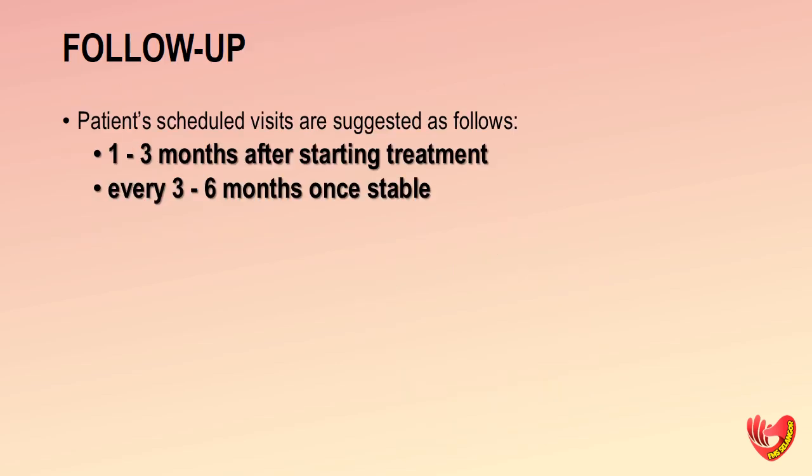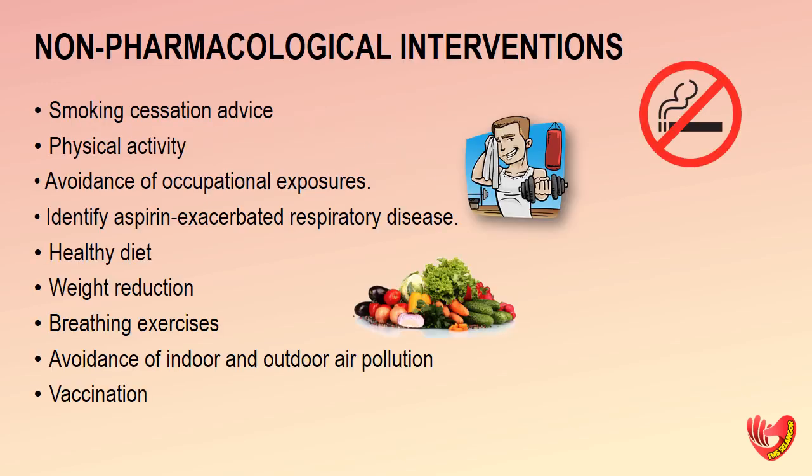Following up asthma patient. Patient's scheduled visits are suggested as follows: 1 to 3 months after starting treatment, and every 3 to 6 months once the patient is stable. In addition to pharmacological treatments, non-pharmacological strategies may be considered to assist in improving symptom control and/or reducing future risk of asthma. At every visit, strongly encourage people with asthma who smoke to quit smoking.